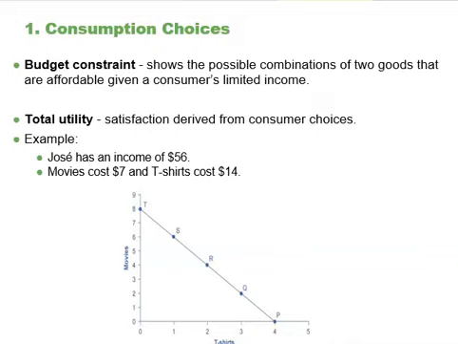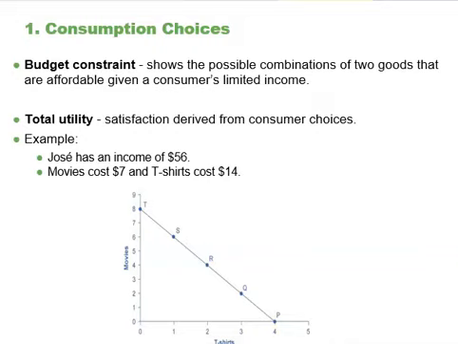Let's consider Jose's situation, shown on the screen here. He likes to collect t-shirts and watch movies. We show the quantity of t-shirts on the horizontal axis, while the quantity of movies on the vertical axis. Assume that Jose has a total of $56 to spend. The price of t-shirts is $14 each and the price of movies is $7 each.